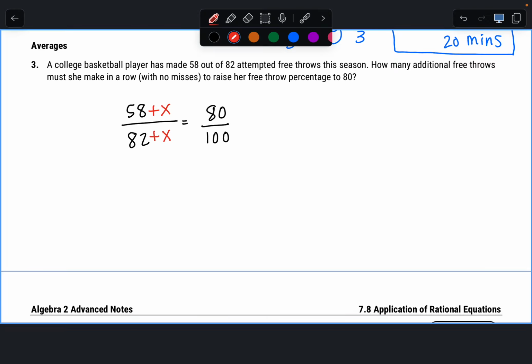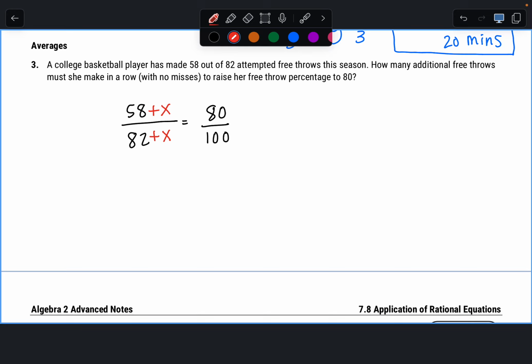Yes, Christian? I'm confused why we're adding the value. So we're trying to increase her free throw percentage from where she started, the 58 over 82, to 80%, because that is not 80% yet. So she has to make more free throws in order to raise it up to 80%. So that's why we're adding values.